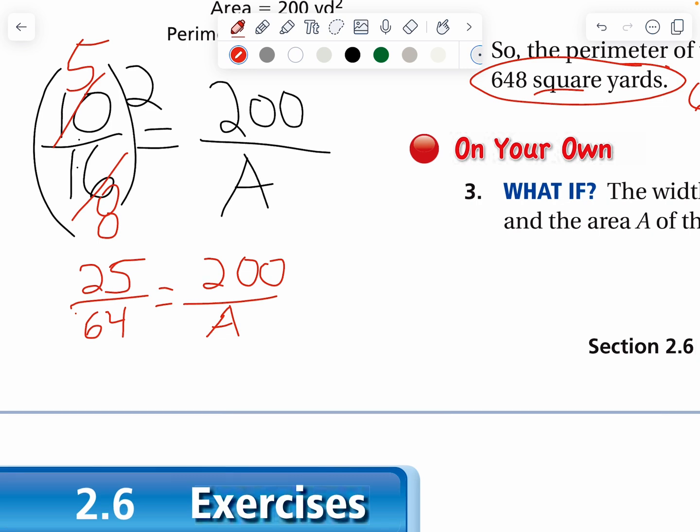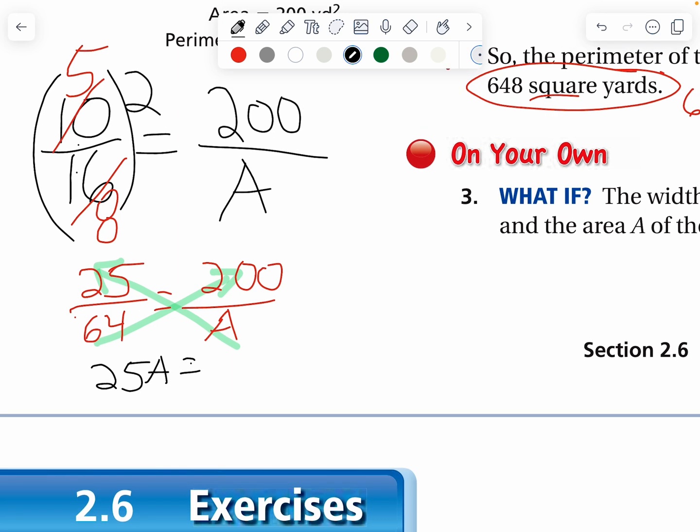Okay. So I'm going to cross multiply. I'm going to cross multiply up. Because butterflies fly up. All right. 25 times A is 25A. 64 times 2 is 128, but you're going to have 2 zeros. 128 with 2 zeros, that's 12,800.